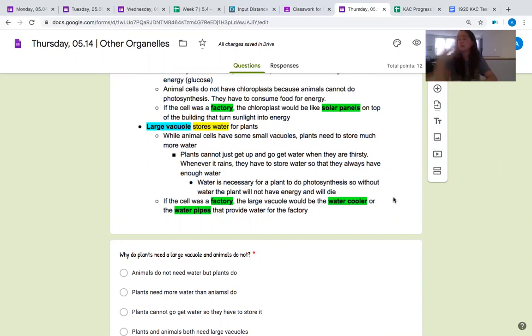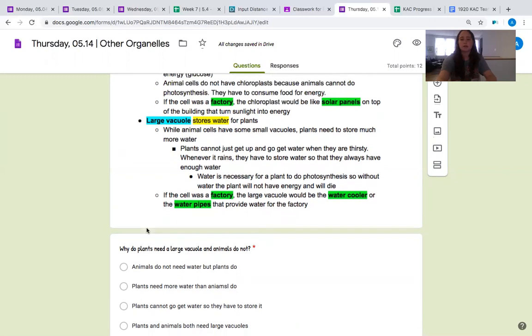If I'm thirsty, I'm going to go over to my sink, I'm going to get some water. Even before sinks and all that, humans could walk and find a water source. We could walk to a river. A plant can't do that. All right, last, if the cell was a factory, the large vacuole would be like the water cooler or maybe the water pipes that provide water for the factory.